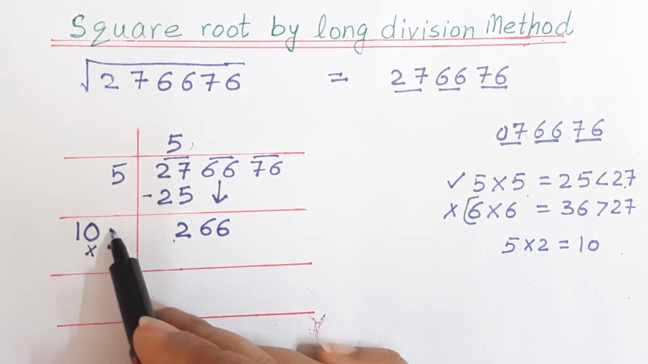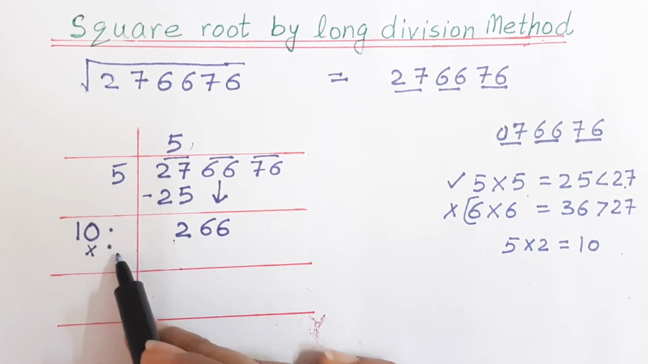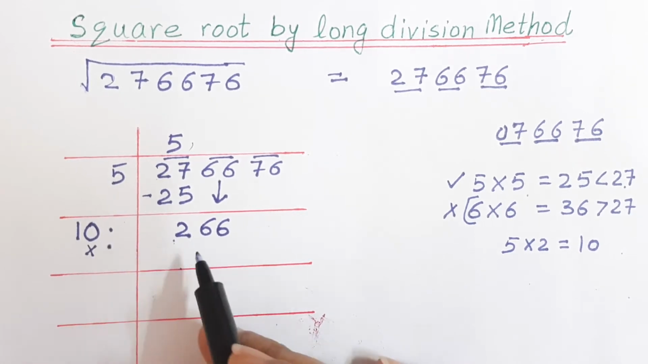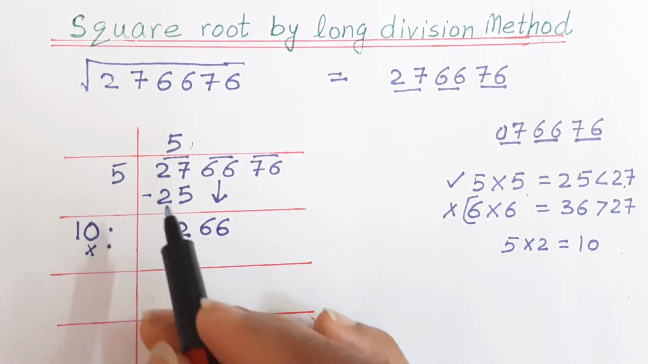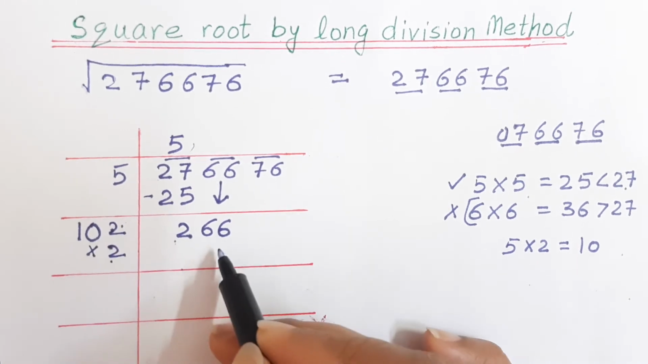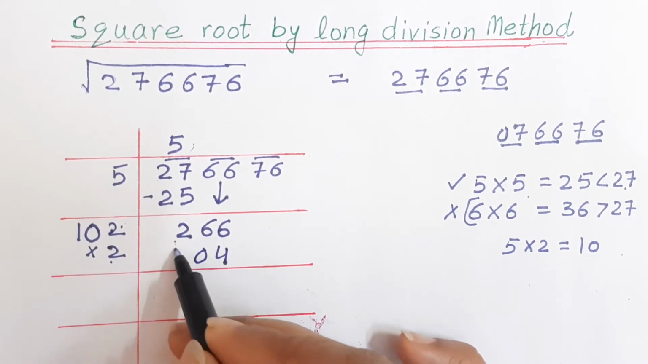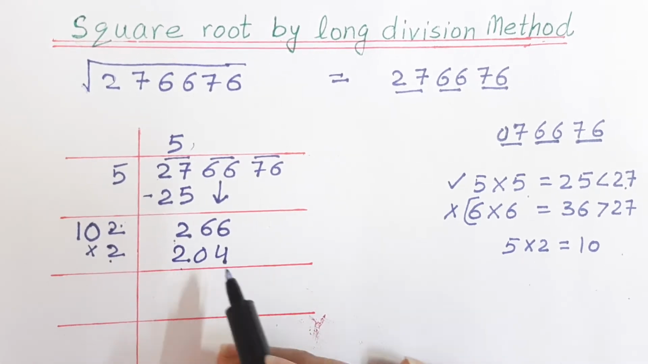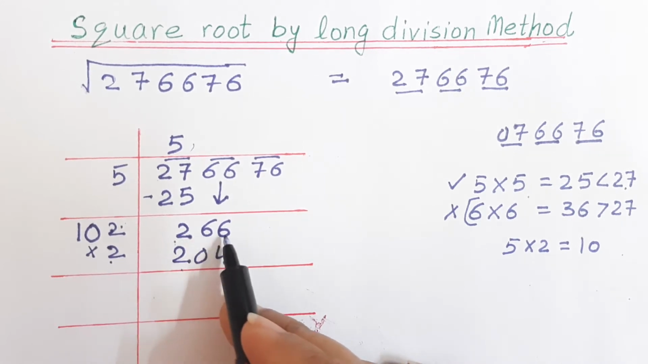After 10, you can take any number. You can take 0, 1, 2, 3, 4, 5, 6, 7, 8, 9. Take any digit and multiply it with the same digit so that you come closer to 266. Now students, if I take 2 here and 2 here, so 2 twos are 4, then 2 zeros are 0, 2 ones are 2. 204 is very close to 266.